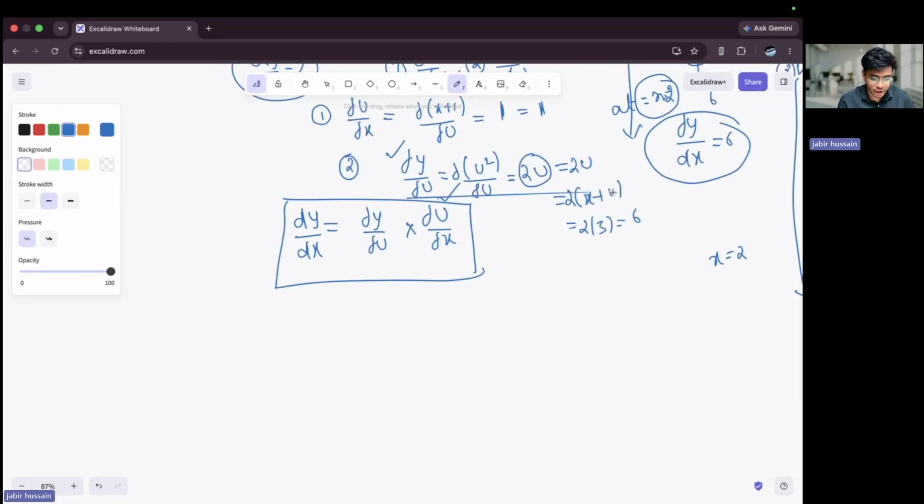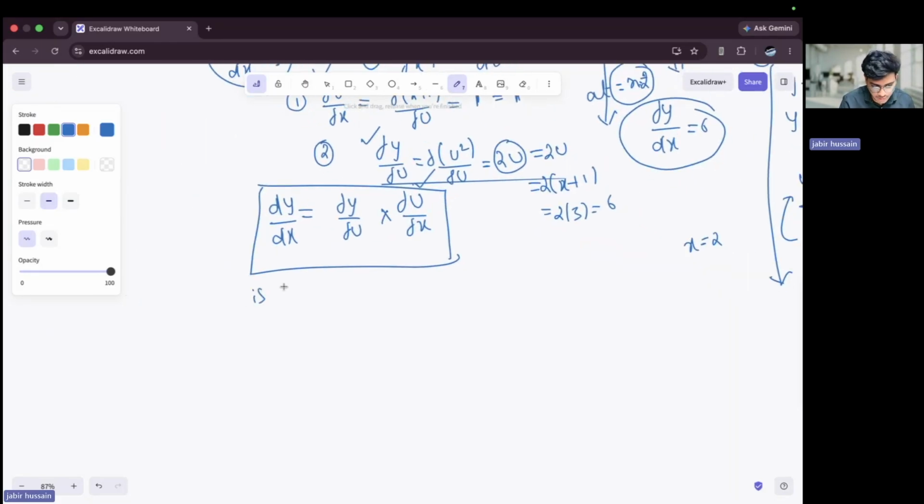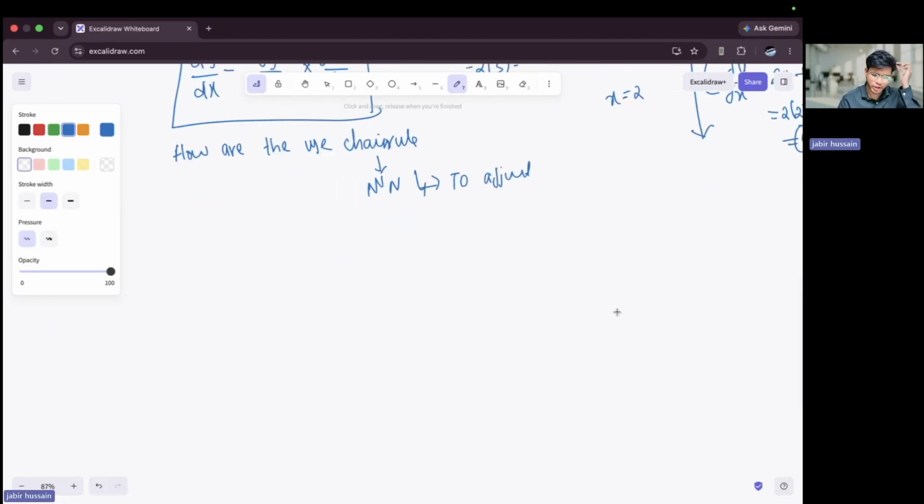Now here is the question. How are we going to use the chain rule concept in neural network to adjust our weights? Okay, so let's talk about how we are going to use it.